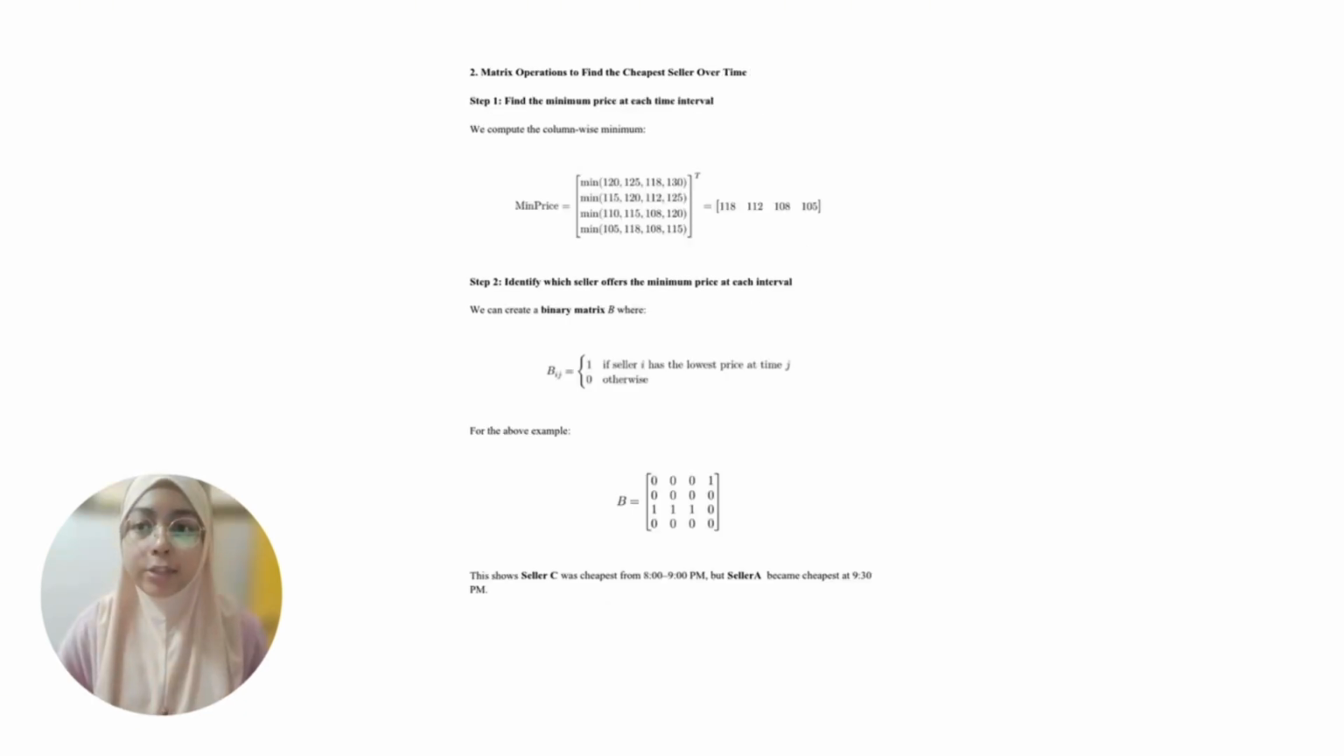Next, we apply matrix operations to find the cheapest seller at each time interval. By computing the minimum value for each column, we can identify the lowest price at each time. To clearly show which seller offers the lowest price, we use a binary matrix. In this matrix, the value is 1 if the seller has the minimum price at that time and 0 otherwise. From the result, we can see that seller C was the cheapest for most of the sale, while seller A became the cheapest at the final interval.